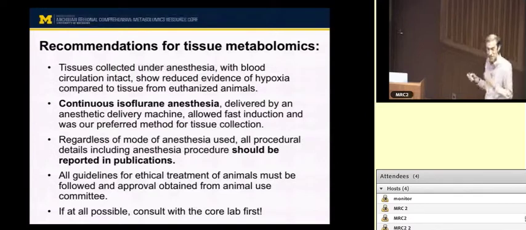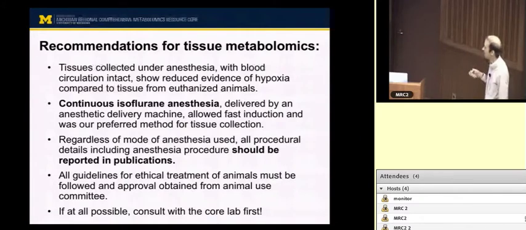Of course, it does have its effects. We just saw in liver there was that elevation of aspartate. There weren't that many other changes, but you should be aware of potential effects of any anesthetic or technique that you're using. Regardless of the mode of anesthesia you use, it's very important to document what you do in publications. I can't tell you how many procedures come out in the literature where there's no mention of mode of anesthesia, no way to tell aside from writing the author how they did it.